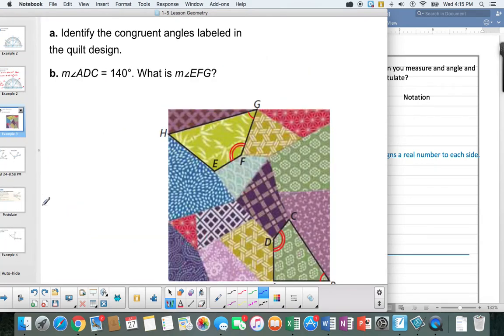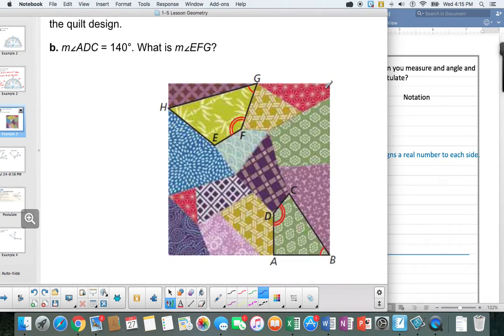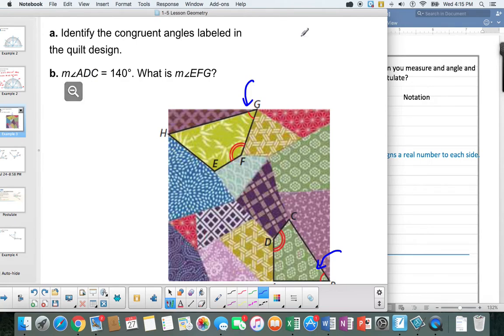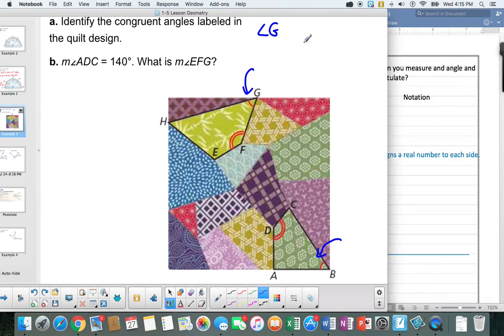Okay, identify the congruent angles labeled in the quilt. You can see there's no measures here, so let me talk about what we see. This is a tick mark. It's really an arc mark, and that arc mark is duplicated right here as well. So what they're trying to tell me is that angle G has the same measure as, let's see, angle B.